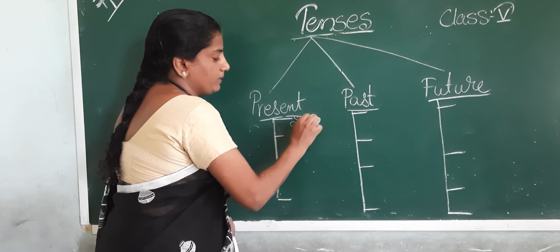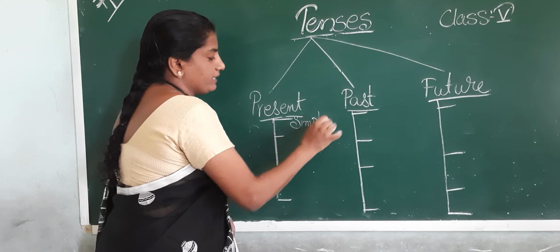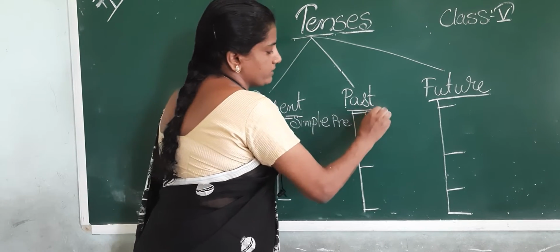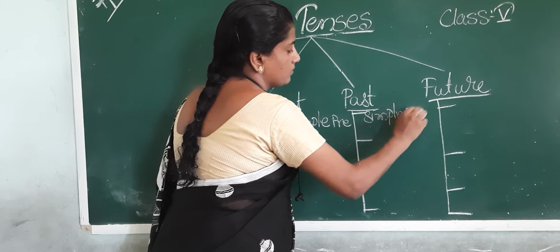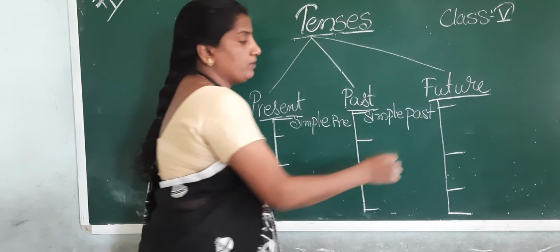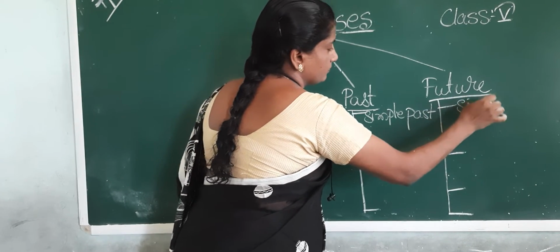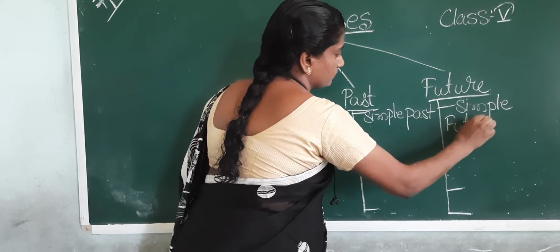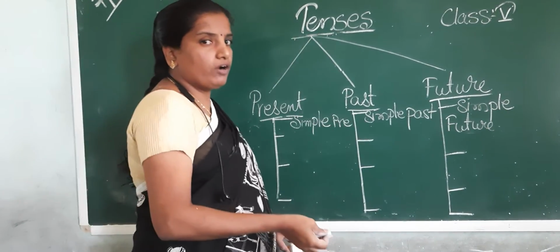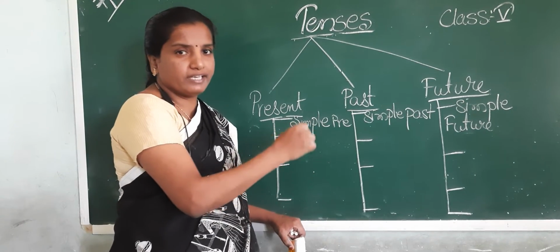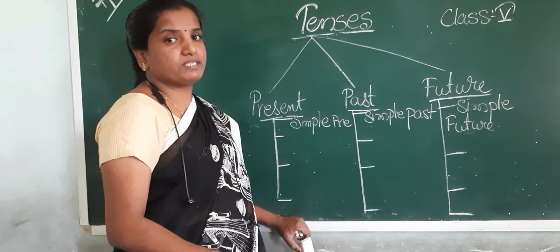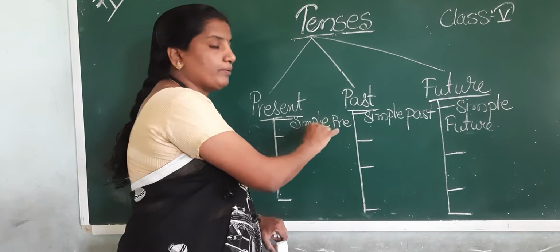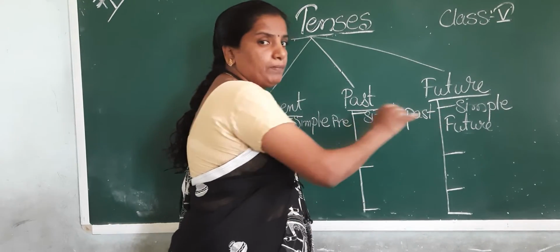First one, simple present. Second one, simple past. Third one, simple future. See children, according to the work done, we have divided each tense into four types. So the first type of each tense is simple: simple present, simple past, simple future.